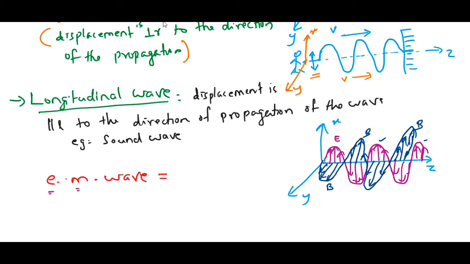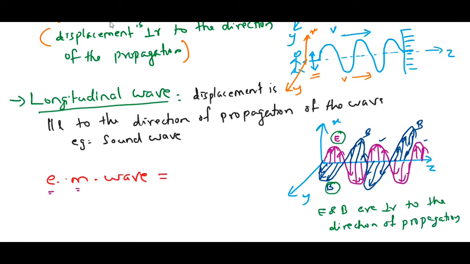Here, if we check, both E and B are perpendicular to the direction of propagation. Therefore, an EM wave is, let me note down here, both E and B are perpendicular to the direction of propagation. Therefore, an electromagnetic wave is a transverse wave.